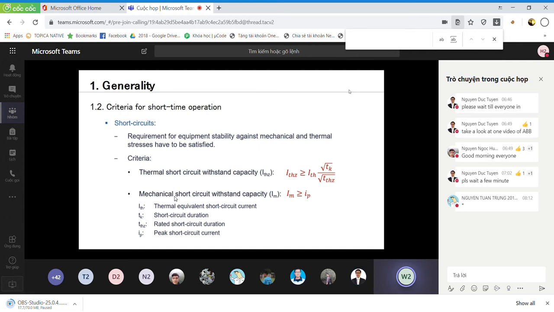Here Ith is thermal equivalent short circuit current, tk is short circuit duration, and Thz is rated short circuit duration. And the second one is mechanical short circuit withstand capacity, Im, is greater than or equal to Ip. Ip here is peak short circuit current.